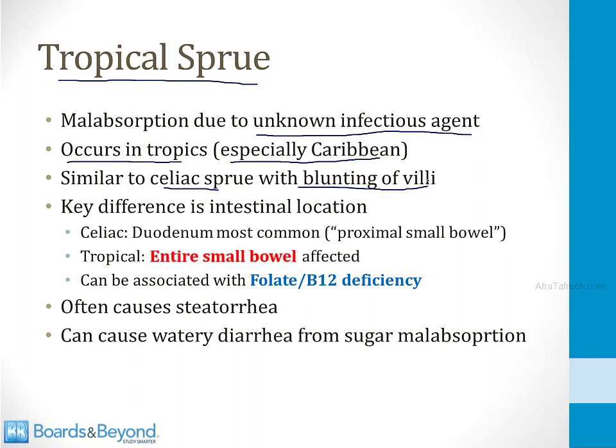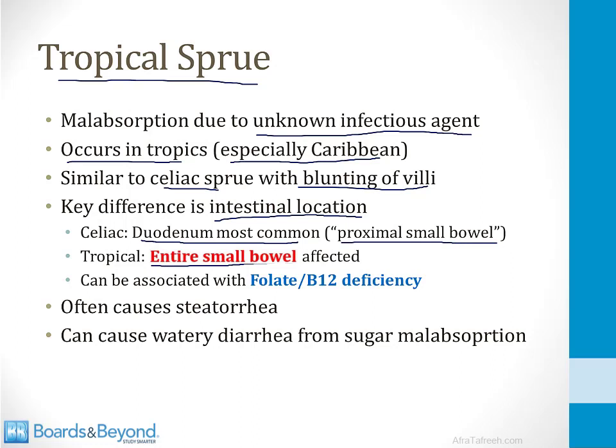The key distinction between celiac sprue and tropical sprue, especially for step 1 of the boards, is the intestinal location of the two diseases. Celiac disease is most common in the duodenum, although it can affect the jejunum and ileum, but the duodenum is the most common location. Many people say that celiac disease affects the proximal small bowel. Tropical sprue, on the other hand, tends to affect the entire small bowel, including the jejunum and the ileum.